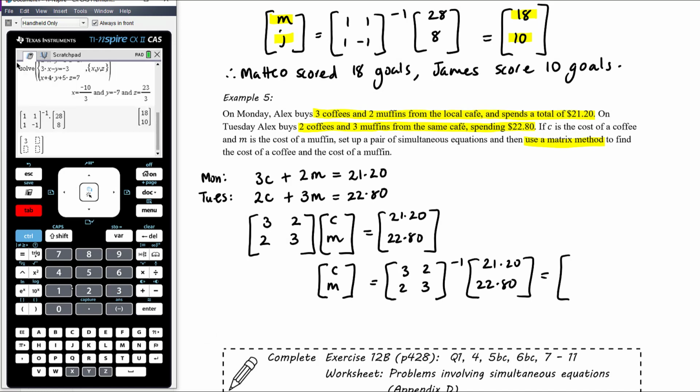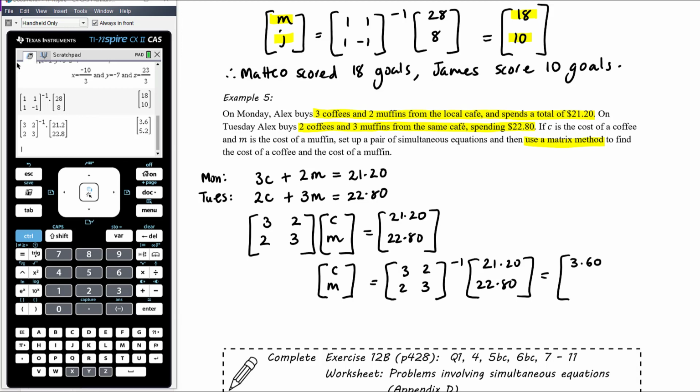So 2 by 2 matrix is 3, 2, 2, 3. We want the inverse of that, and we're going to multiply that by 2120 and 2280. Alright, we find we get 3.6. We're in money though, so I'll write 3.60 and 5.2, so 5.20. So therefore, the top row was coffees. So coffee was $3.60, muffin was $5.20.